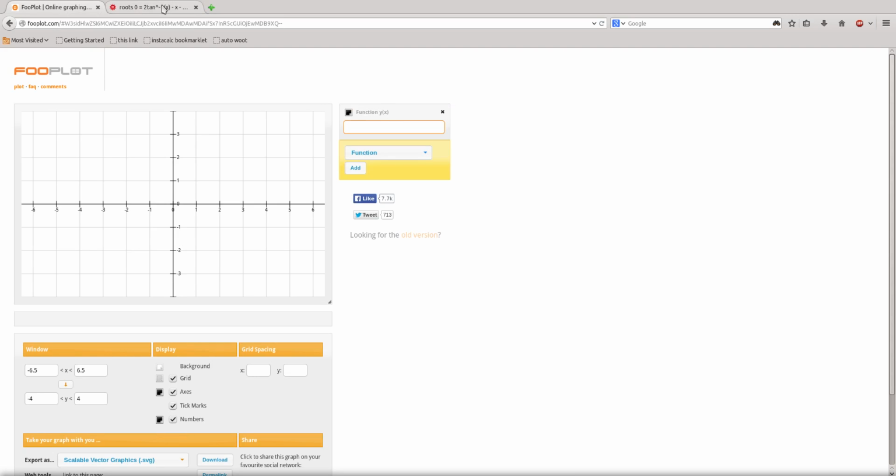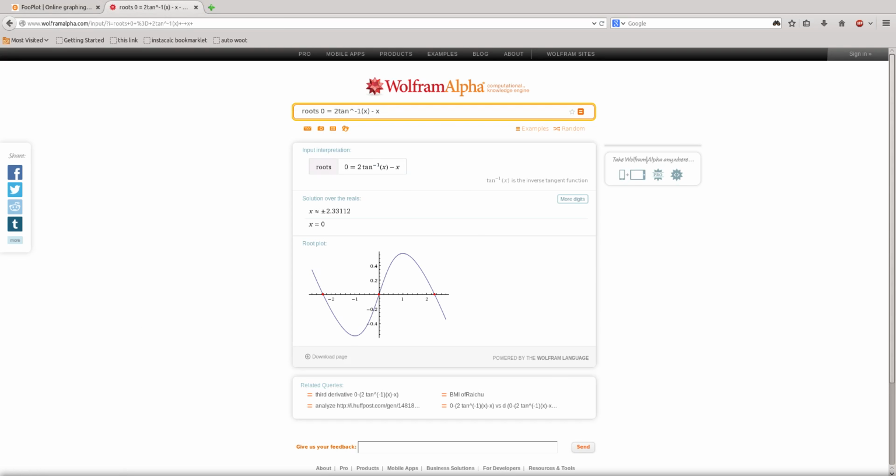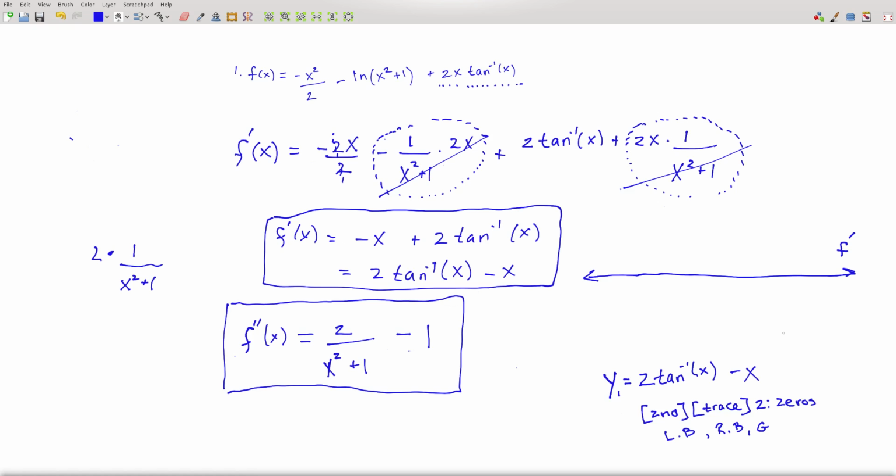I will put those on our sign chart right now. So one of them is right here at x equals 0. Another one was over here at negative 2.3311, and there's another one at positive 2.3311. Now, where is it positive and where is it negative?